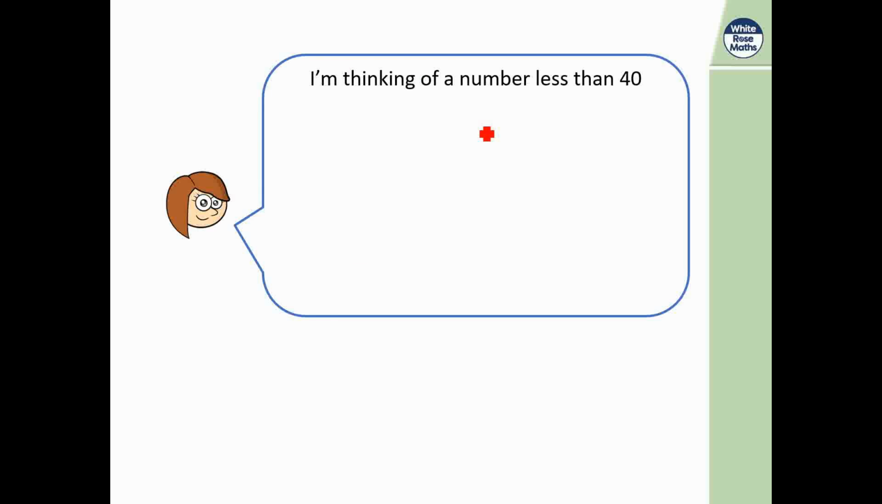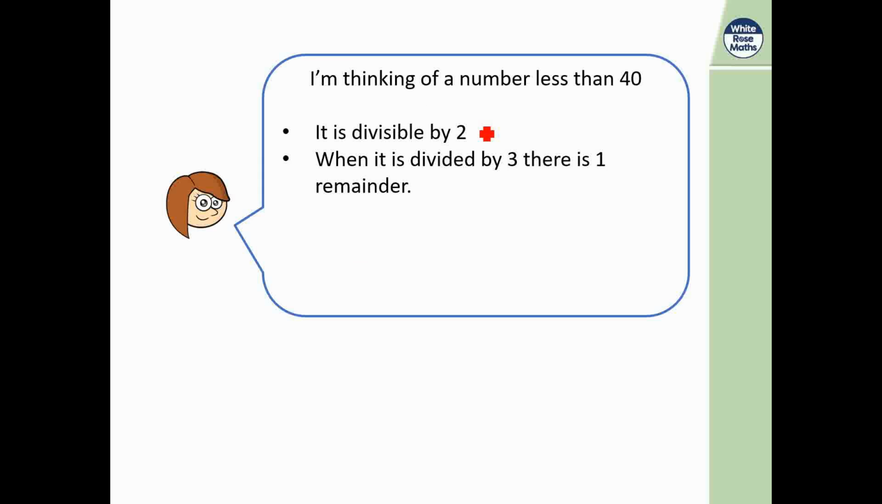Thinking of a number less than 40, it is divisible by 2. When it is divided by 3, there is remainder 1. When it is divided by 5, there is a remainder of 4. Okay, so this is going to take quite a while. We need to do our 2 times table and our 3 times table and our 5 times table. Well, let's begin with our 2 times table. So what's the first number in the 2 times table?